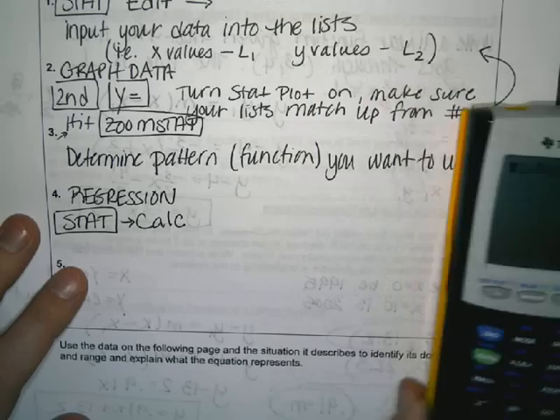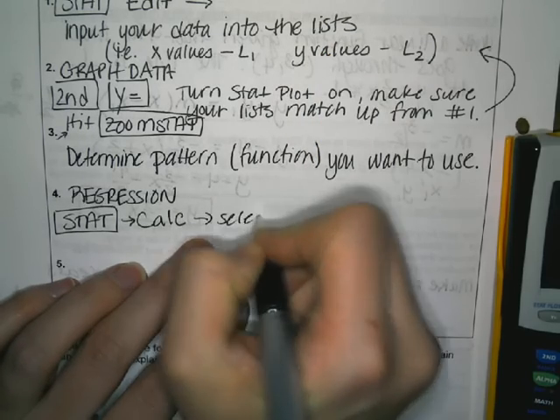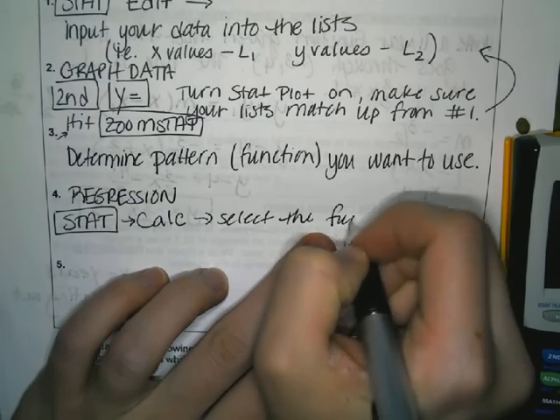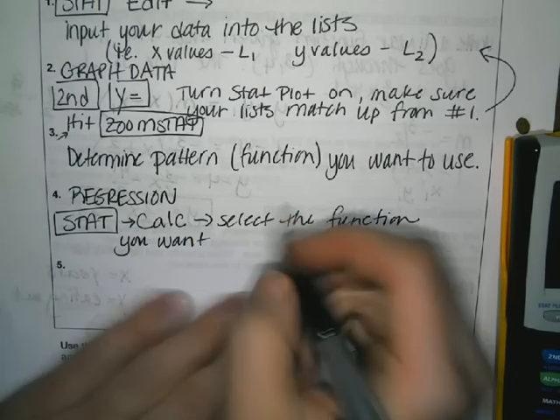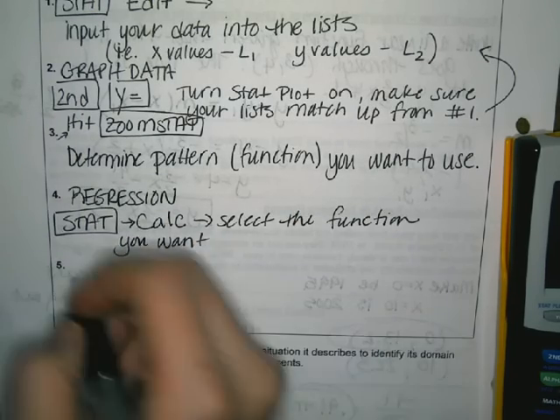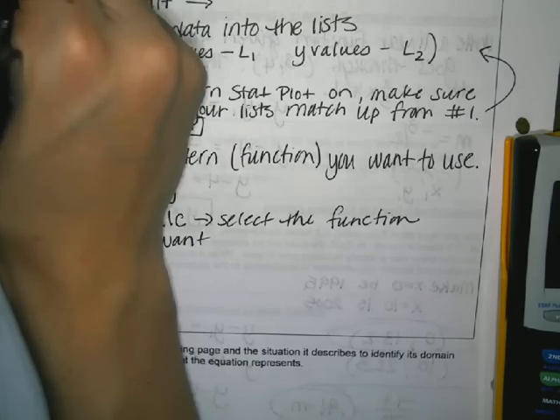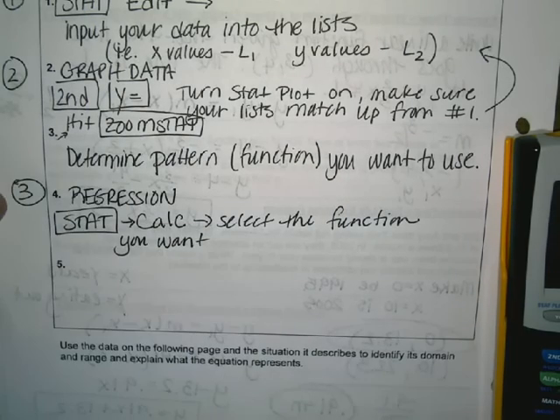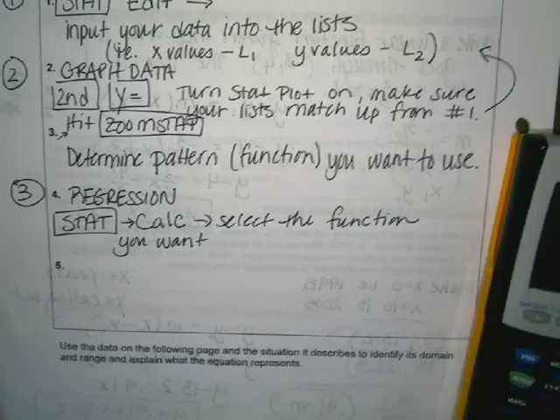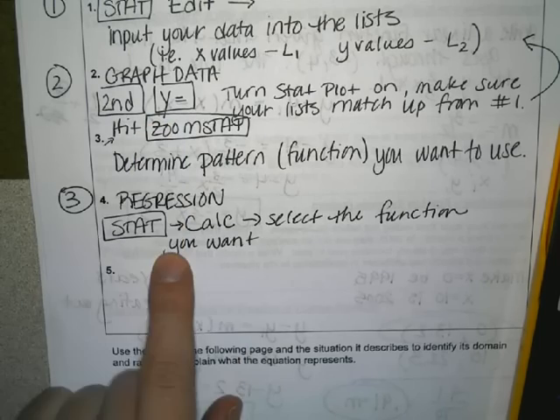And then it comes up on your screen like this. Select the function you want. Okay. I should put 1, 2. These are the main 3 things. Sorry, I should organize this a little bit better. This first thing up here, inputting the data, that's a big step. Graphing the data, the second big step. Regression is the third big step there.